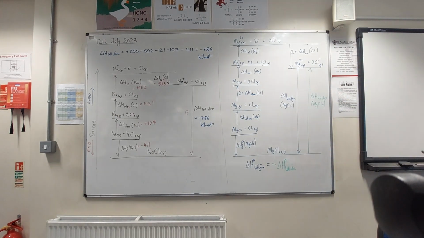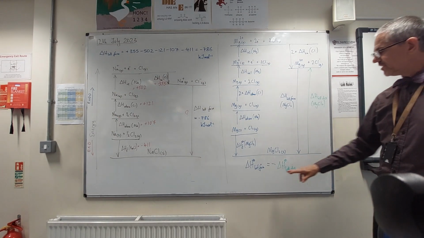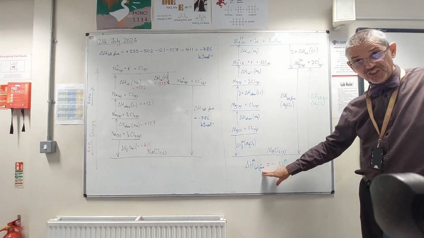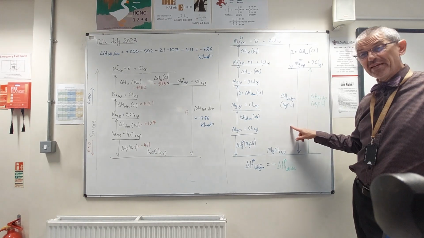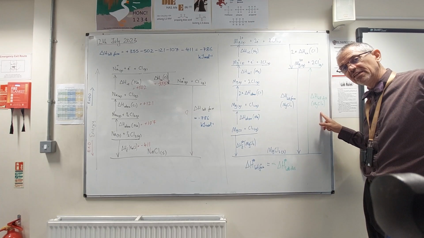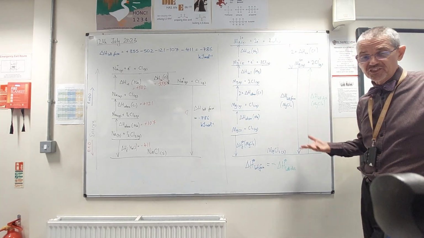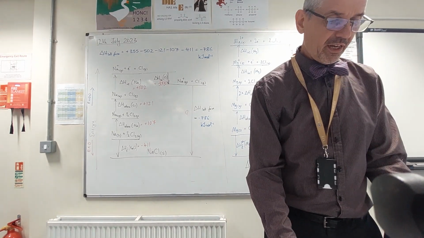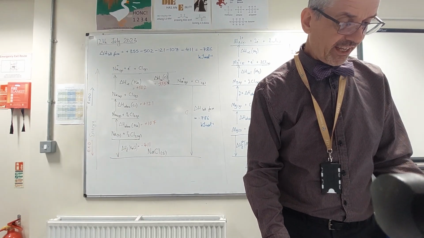Okay, so just be aware, lattice formation is always going to be a very big negative number. Lattice dissociation is always going to be a very big positive number. It's the same number, just a different sign, but that's just another way that they can throw you.